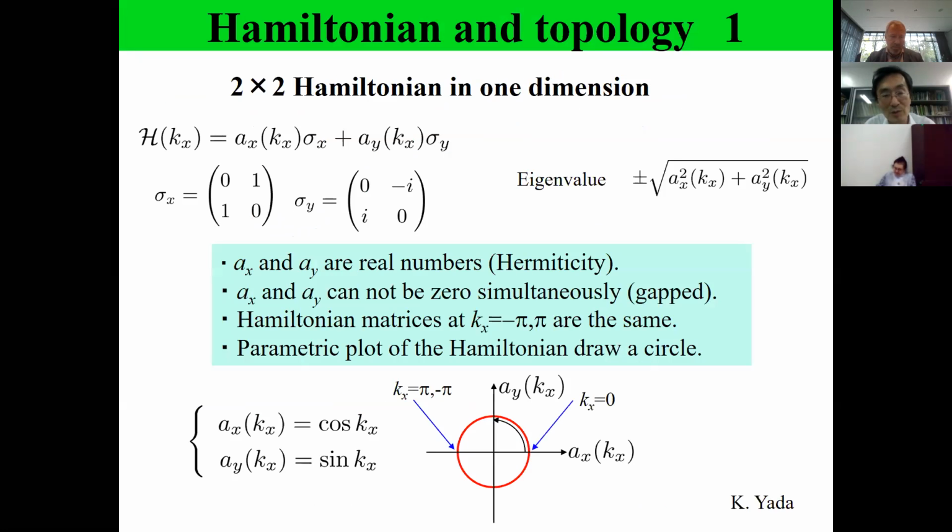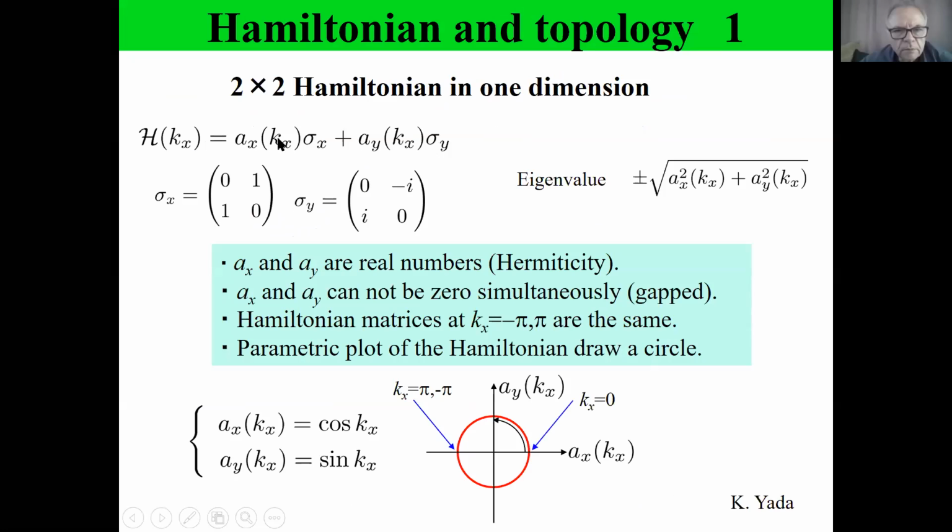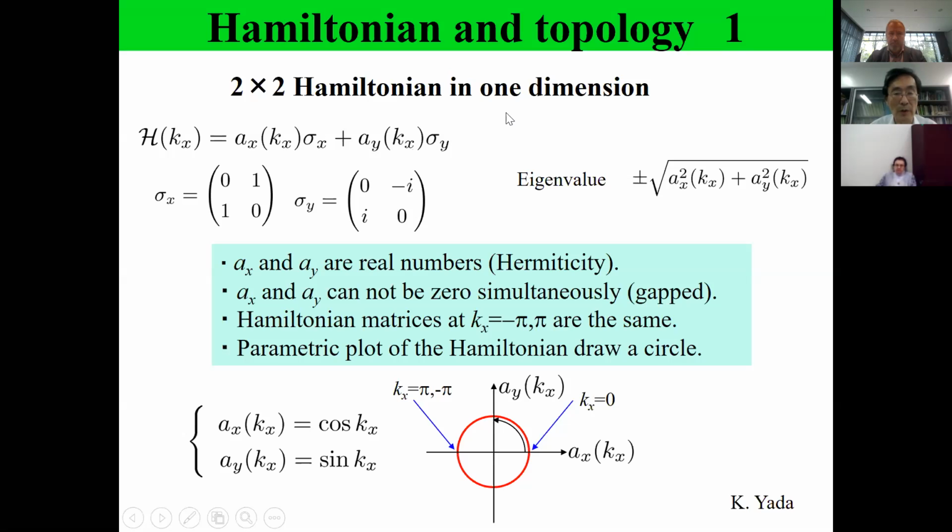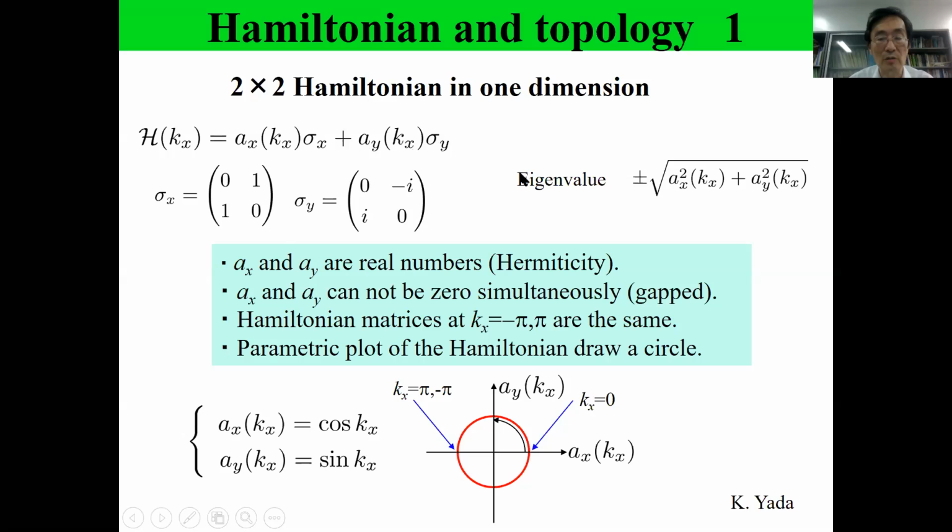So how does this concept appear in condensed matter physics? Yada-san has made a very nice explanation using a very simplified 2 times 2 Hamiltonian. The Hamiltonian can be written like that, ax sigma x plus ay sigma y. Sigma x and sigma y are Pauli matrices. It can be diagonalized very easily, and the eigenvalue becomes like that.